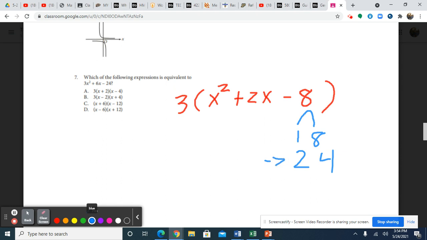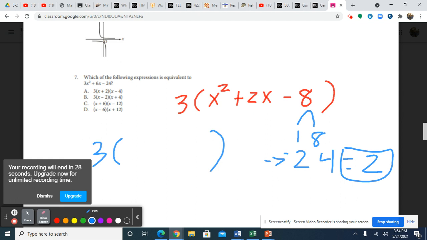Because if we make the 2 a negative, that's negative 2 times 4, which gives us negative 8. But if we add negative 2 plus 4, that actually gives us a positive 2. Therefore, we're going to use those to factor it out, and we're just going to rewrite it. Don't forget that the 3 is still on the outside. So x minus 2 and x plus 4.